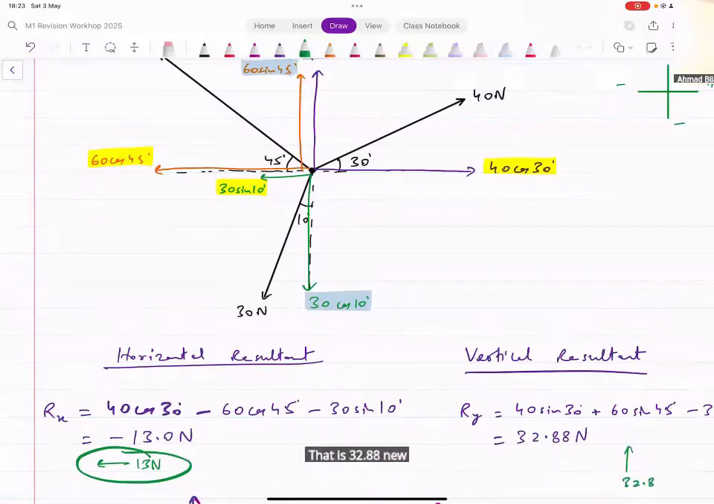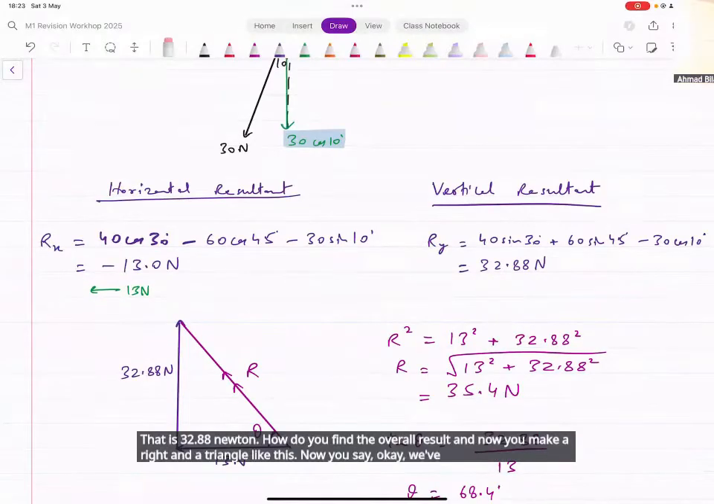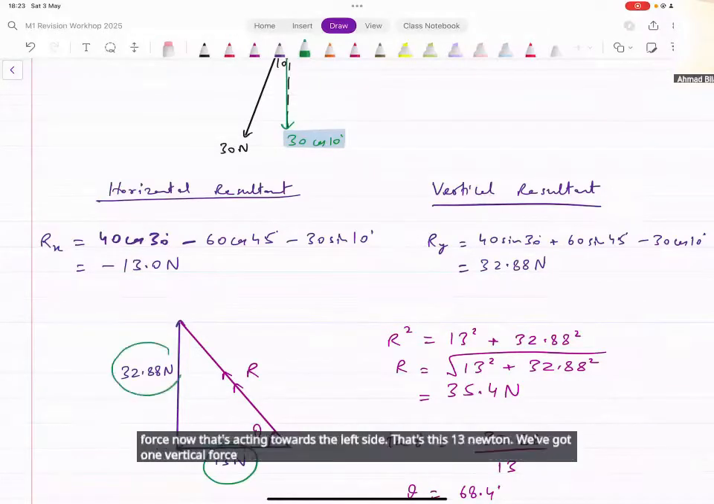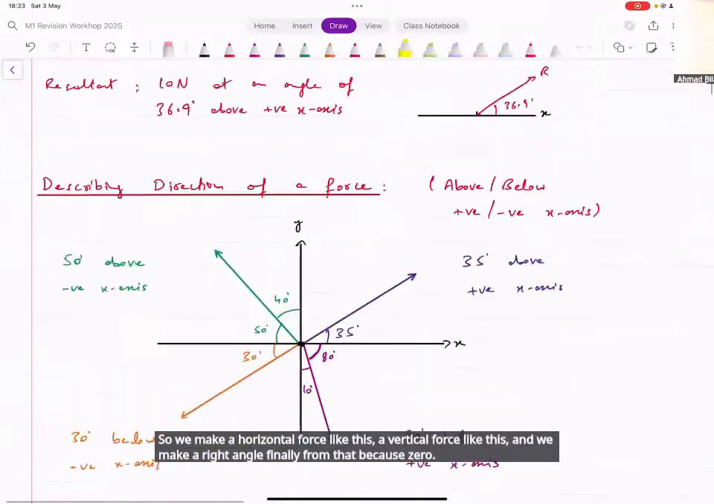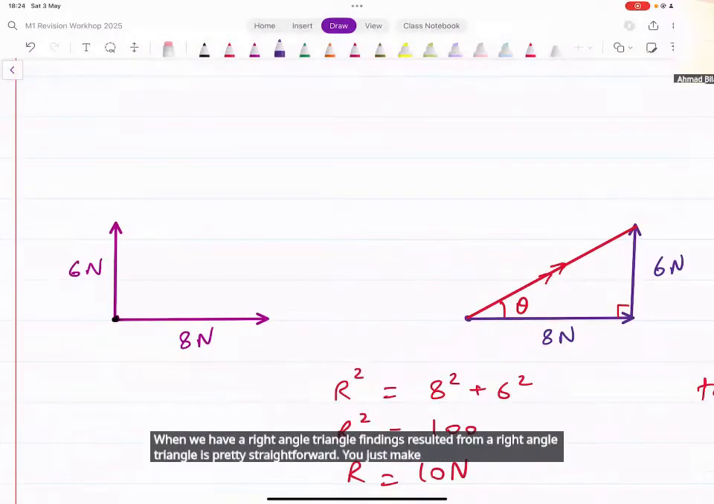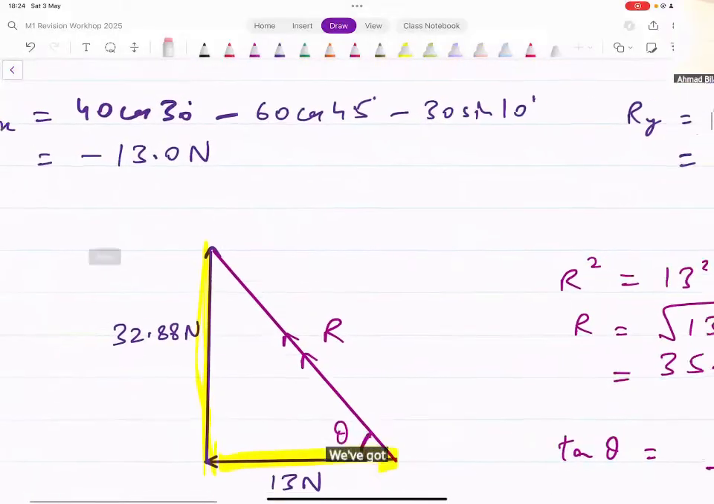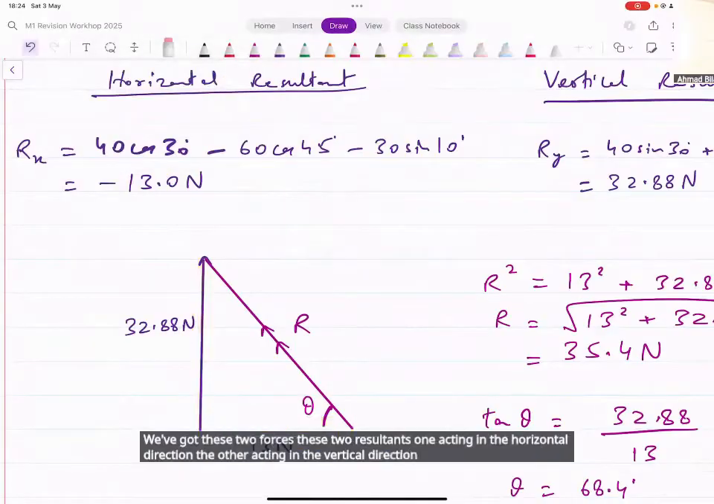How do you find the overall resultant now? You make a right angle triangle like this. We've got one horizontal force acting towards the left side, that's this 13 Newton. We've got one vertical force acting in the upwards direction, that goes like this. So we make a horizontal force like this, a vertical force like this, and we make a right angle triangle from that, because finding the resultant from a right angle triangle is pretty straightforward. The hypotenuse gives us the resultant. So we've got these two resultants, one acting in the horizontal direction, the other in the vertical direction. The hypotenuse of this is going to give us the overall resultant.